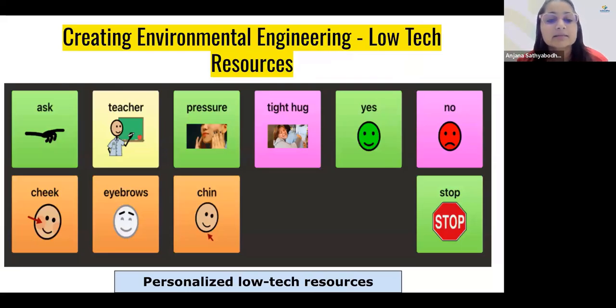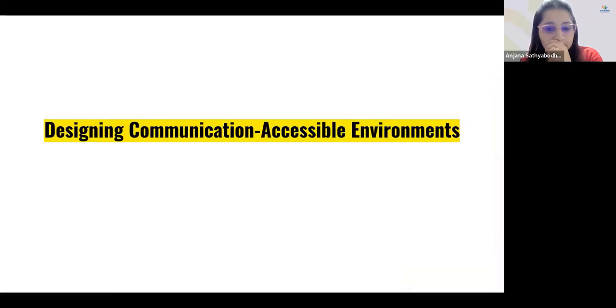Okay, moving on to the next thing, creating environmental engineering. So low-tech, that we can do with low-tech resources, creating some personalized low-tech resources, and also creating some generic low-tech resources which can be used by all students. So we have some examples of this.